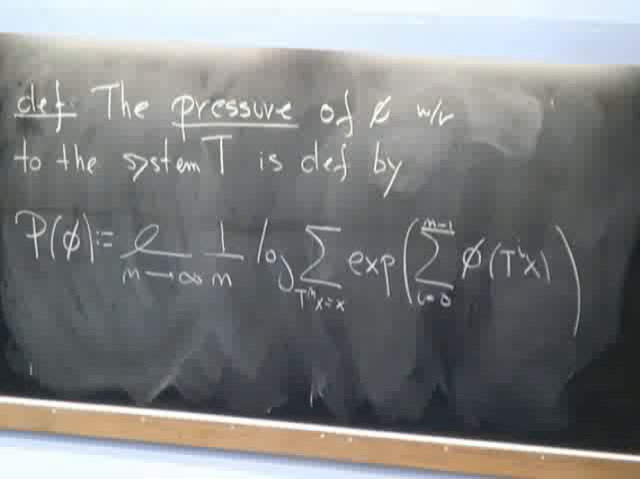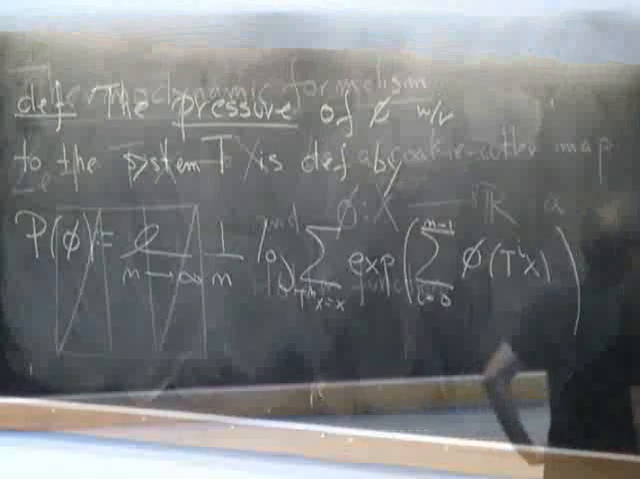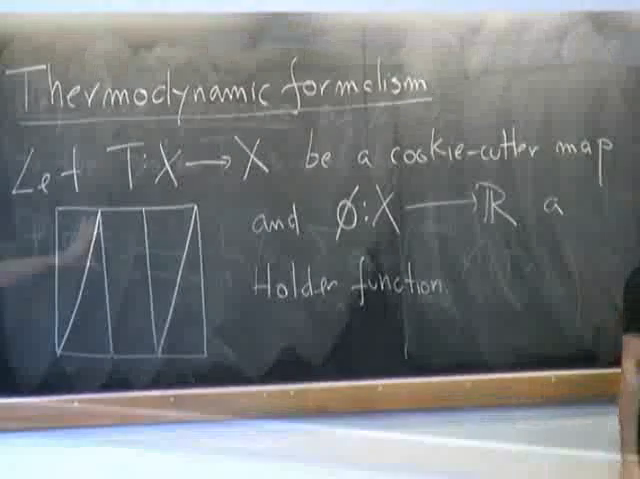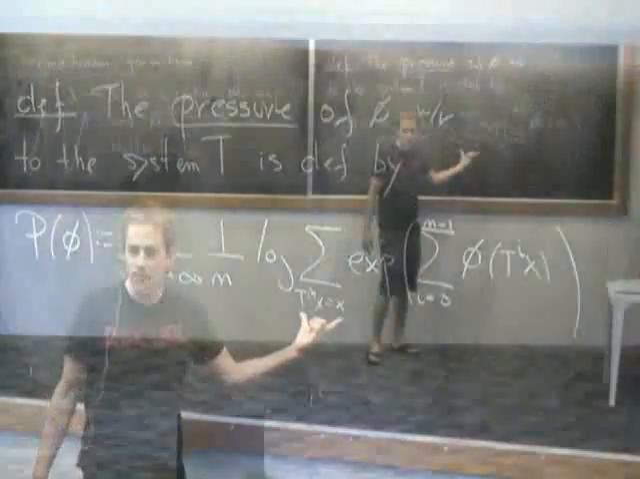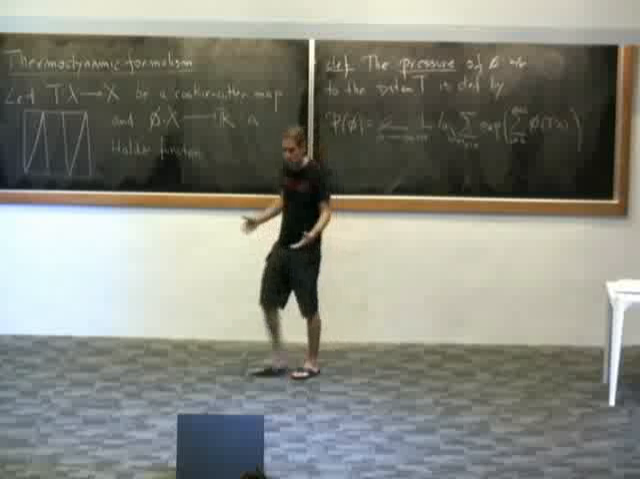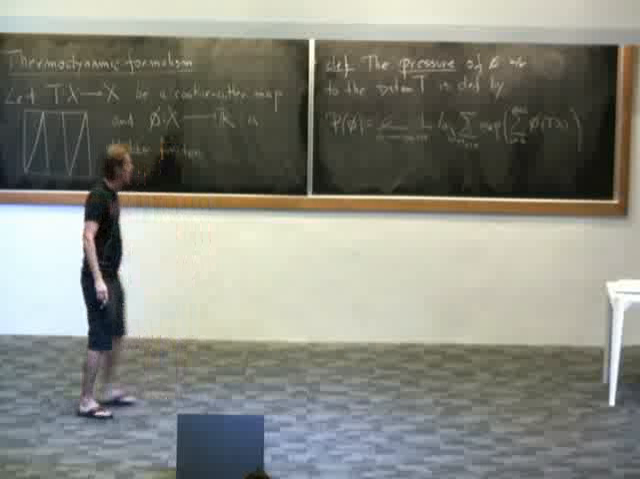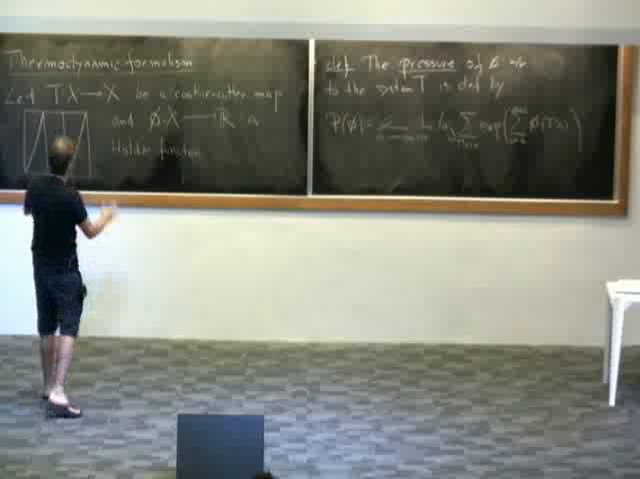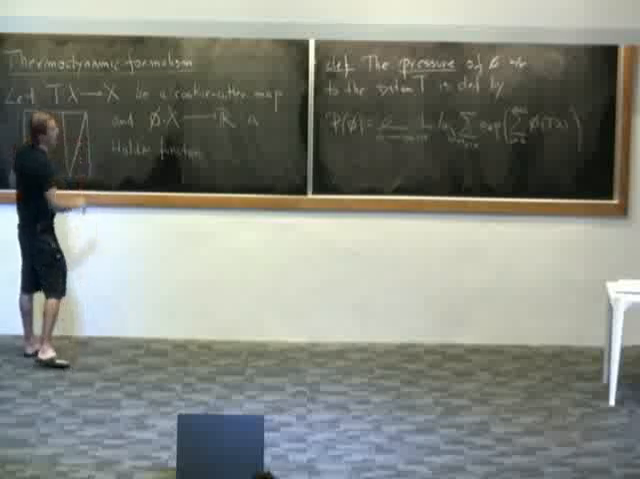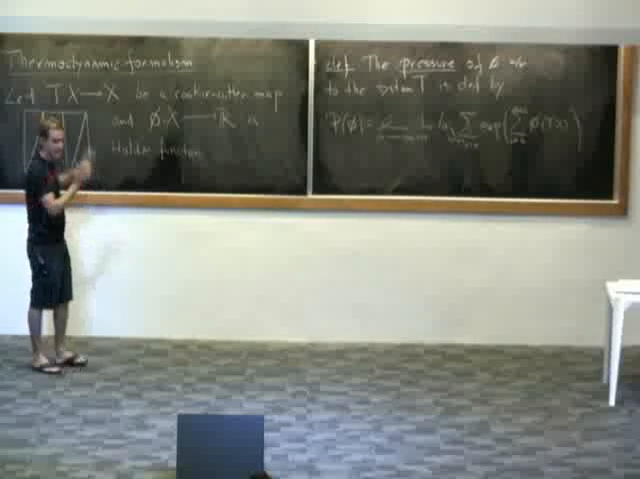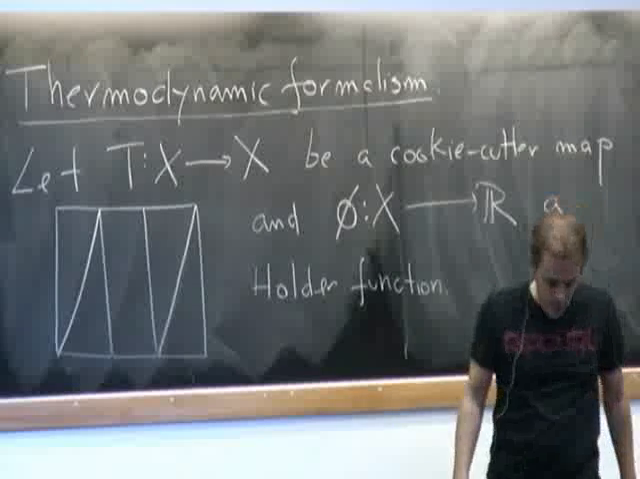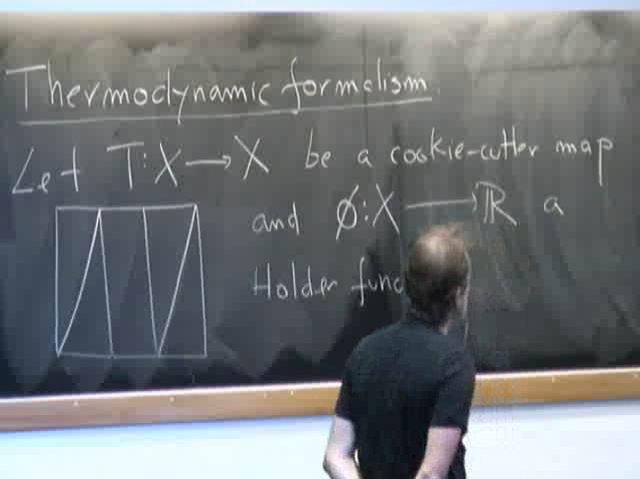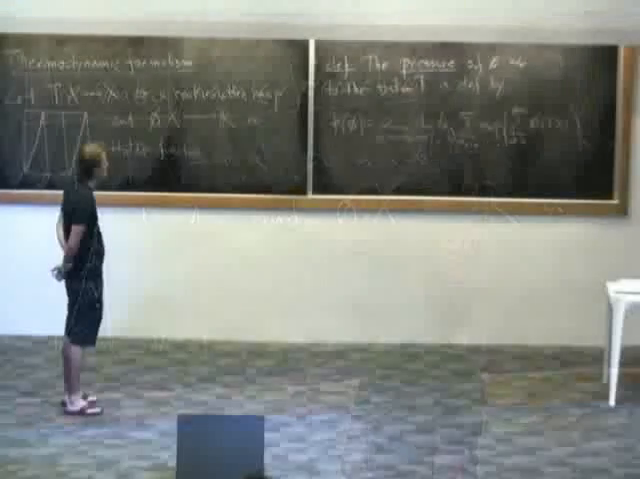Let me first say, though, that there are several ways of defining the pressure. This is by no means the most general one. In particular, it requires the dynamical system to have periodic orbits, and you could do it without that condition. But it's very well suited to the setting that we have, and any other definition in that setting coincides with the one I'm giving you here. So how do you make sense of this expression?